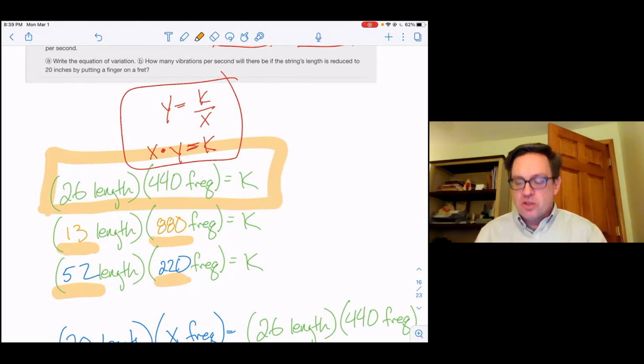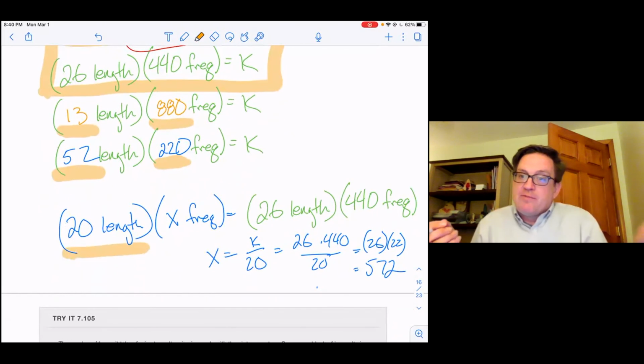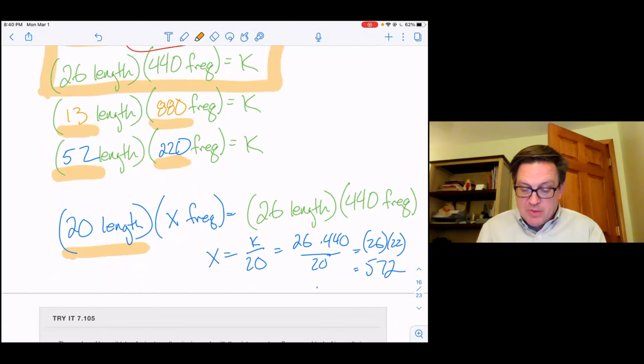So how can I use that to solve things? In the question, they say, well, what happens if I go on the fret and I hold down the string and make it 20 inches, where it's vibrating just on a 20-inch string? Well, what's the frequency there?